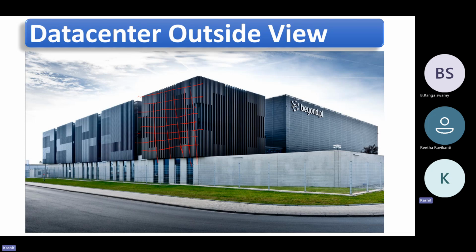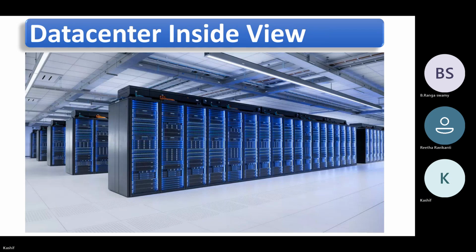Let me show you the inside view of the data center. Now this is the inside view of the data center. So these are containers. You see the first container, second, third, four, five. There are five containers, and these are containers where you have multiple racks. You see, these are racks. On each rack, you have high configured servers.